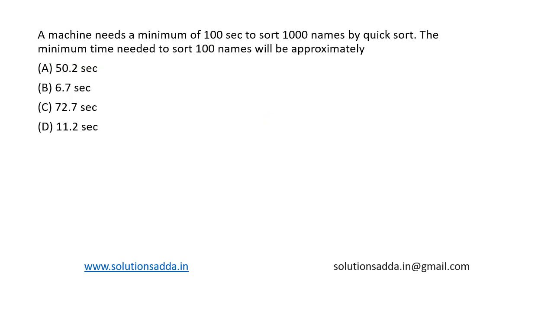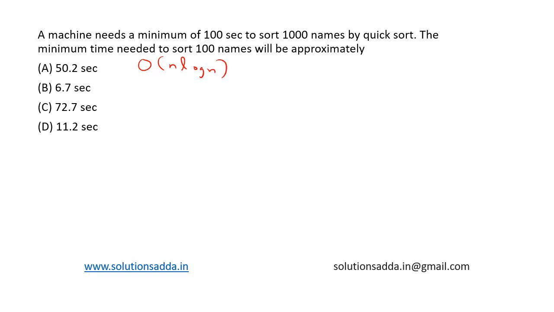This is a question from algorithms. A machine needs a minimum of 100 seconds to sort 1000 names by quicksort. The minimum time needed to sort 100 names will be approximately what? Since this is quicksort and the minimum time complexity is asked, we'll consider the best case scenario, that is, to sort n names by quicksort, it would take order of n log n time.